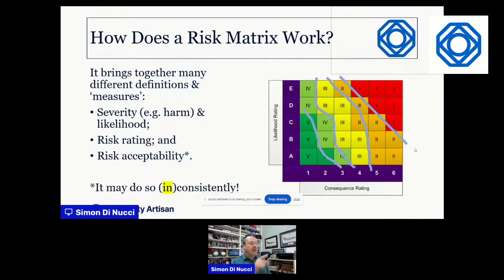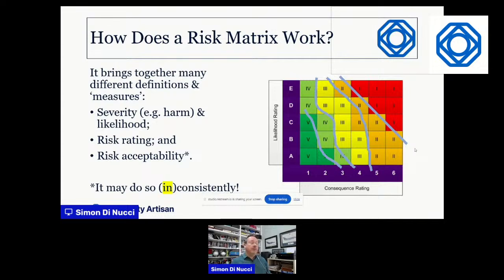The other lines, which are a bit wiggly, and apologies for my drawing, are not straight lines. Assuming we go down or up 10 by 10 every time we move up or to the right, we have not got lines of constant risk there. So why is it that those kind of risks are rated differently? We haven't got lines of constant risk. Why are some severities more acceptable per person than others?